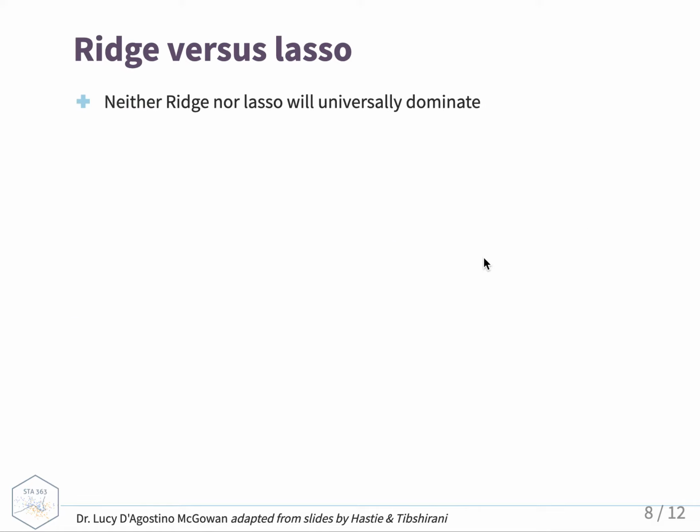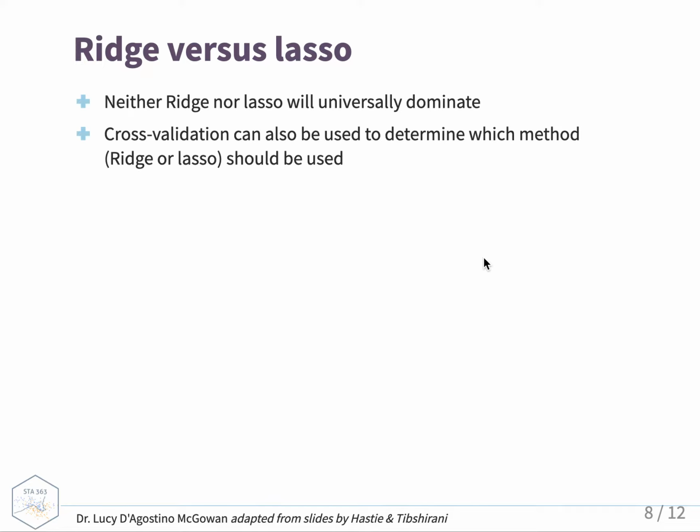Okay, so ridge versus lasso. Neither ridge nor lasso are going to universally dominate, so there's not like one that's always better than the other. Cross-validation can actually also be used to determine which method should be used. If your goal is variable selection, then obviously lasso is the preferable one.